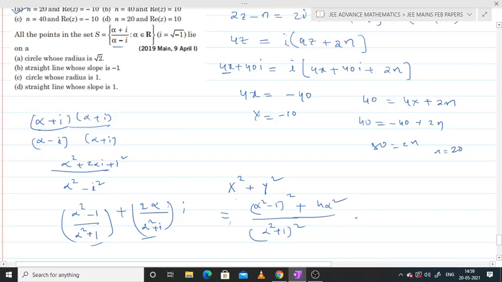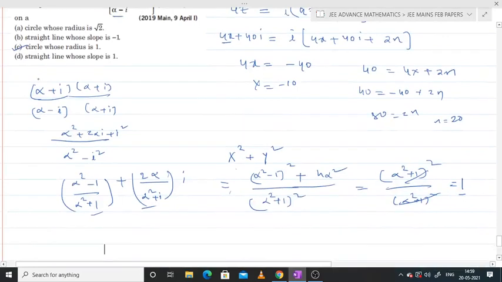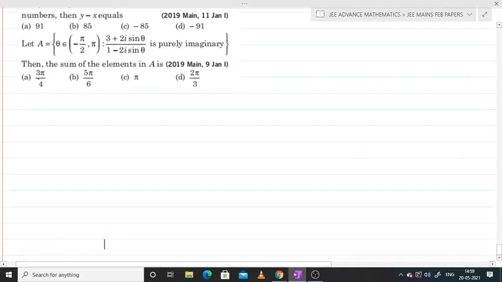If you expand it, we get alpha power 4 minus 2 alpha square plus 4 alpha square. That means this is alpha square plus 1 whole square only that I'll be getting. So these two will get cancelled, and I'll get the answer 1. This is nothing but the radius. So the option is a circle whose radius is 1 and center is the origin. So the complex number represents a circle.